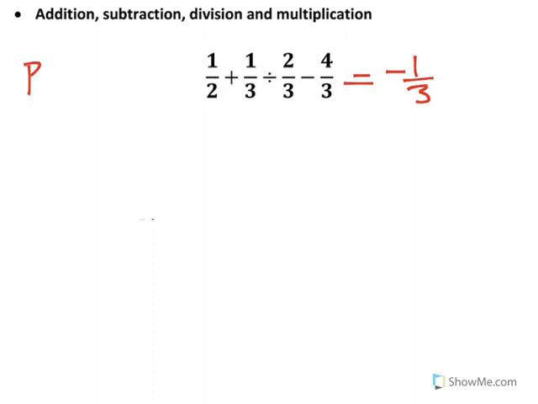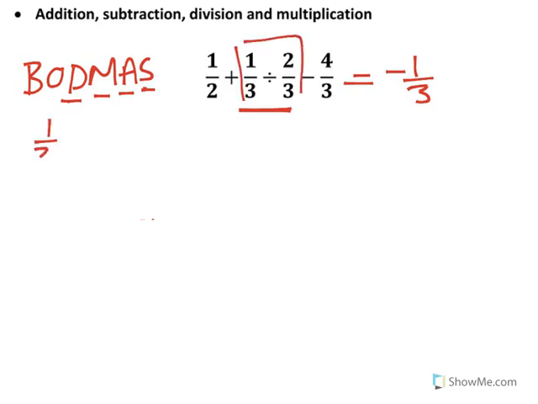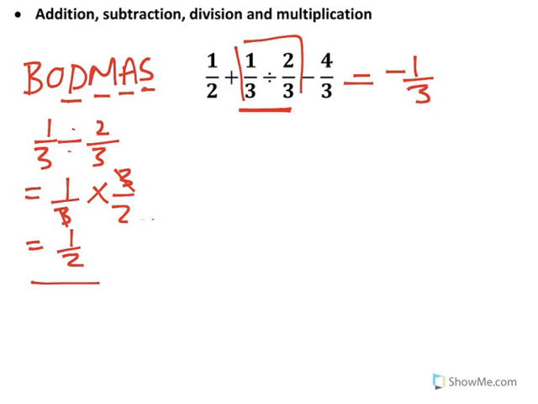Now, remember, there is BODMAS, in which brackets, division and multiplication must start before addition and subtraction. That's what you must do. So what you're supposed to focus on are these center ones. They're dividing, but you must change them into a multiplication. So when you focus on these center ones, 1 over 3 divided by 2 over 3 is equal to 1 over 3 times 3 over 2. Remember, when you multiply, you invert, then you're going to have 1 over 2 there.